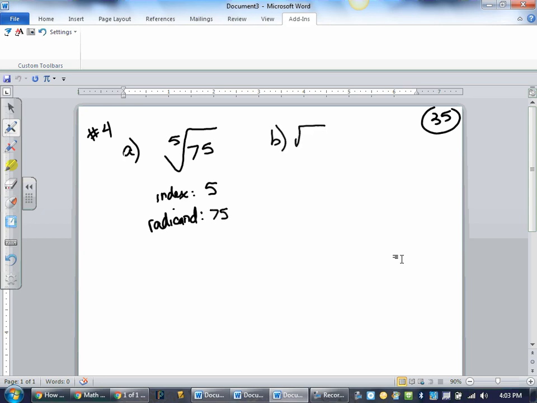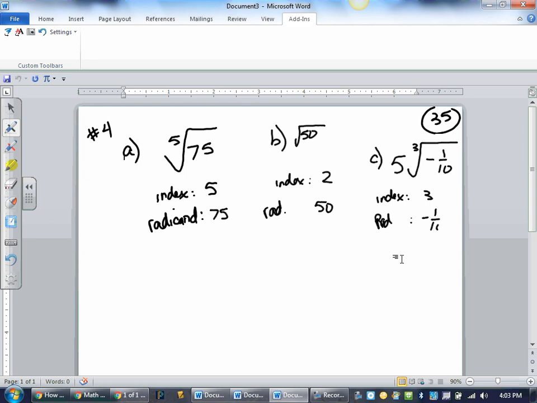And the square root of 50, what's the index? Well, it doesn't have one, so you assume it's a 2. And the radicand part is the 50. Oh, getting a little complicated. Okay, question C looks like this. It has 5 cube roots. Well, I should write that better. The 5 in the front, remember what it does? It is multiplying the radical. So it's 5 times the cube root of negative 1/10. So the index, that's the easy part, it's 3. And what's the radicand?